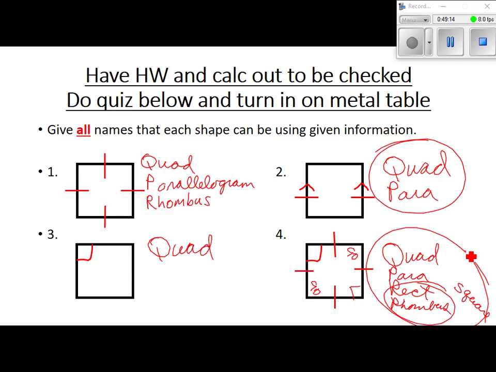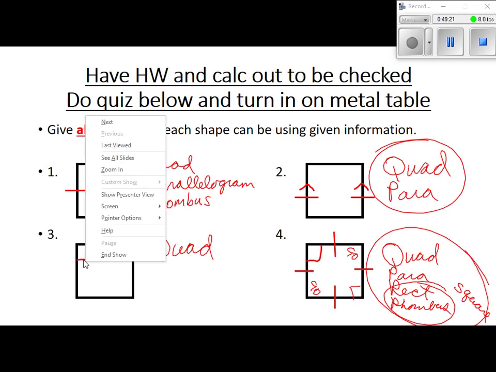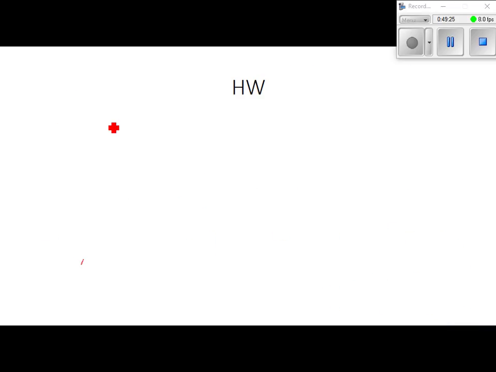So how many answers on that one? There could be 6. Maybe. Why 6? Could be a trapezoid also. Yeah, so it could be 6. Homework. Questions on the homework problems you want to see work?